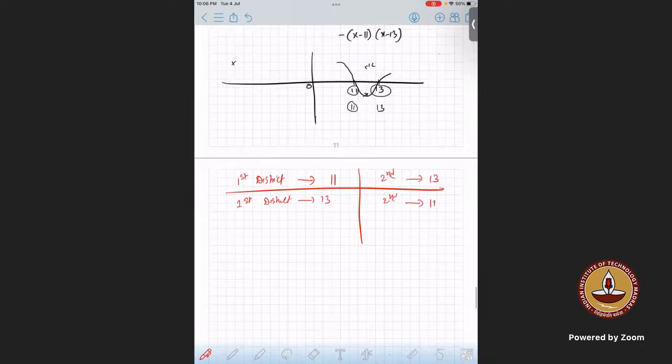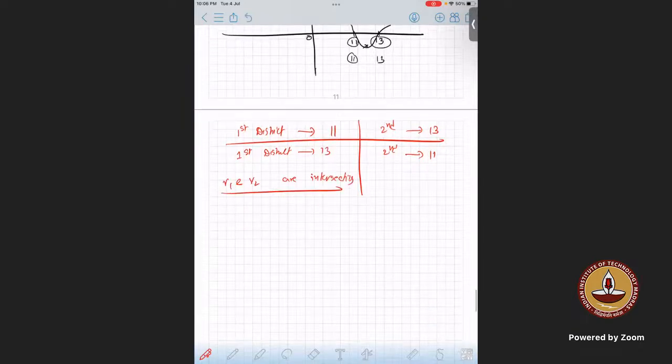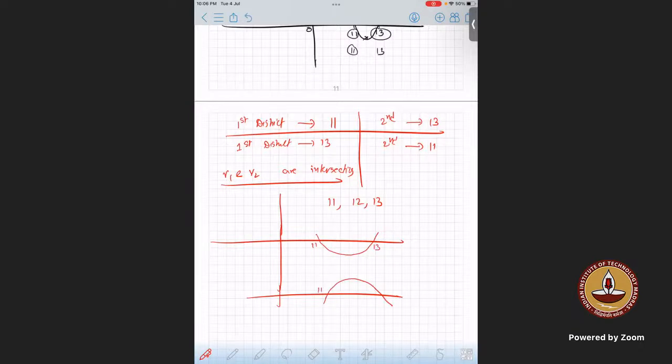But remember this, given that R1 and R2 are intersecting, they too must intersect. The only possible thing is, what is the intersection point? 11, 12, 13 are the candidates. So, look, if the road goes 11, 13, or if the road goes like this, 11, 13, what is the other possible intersection point? 12. 12 is the intersection point.